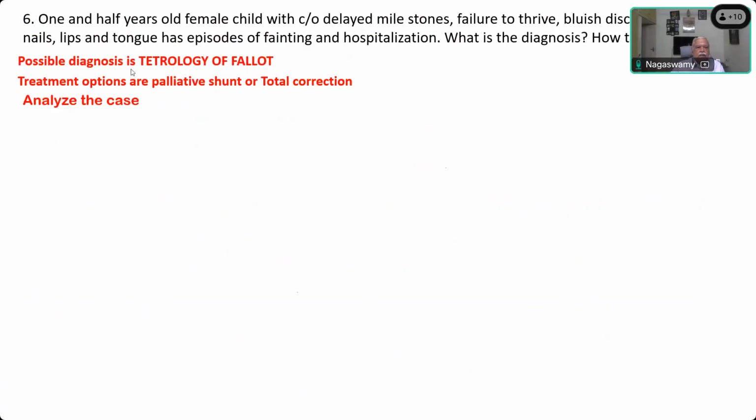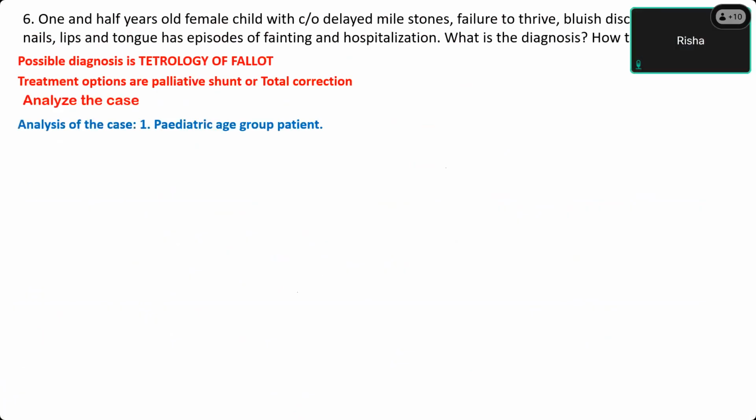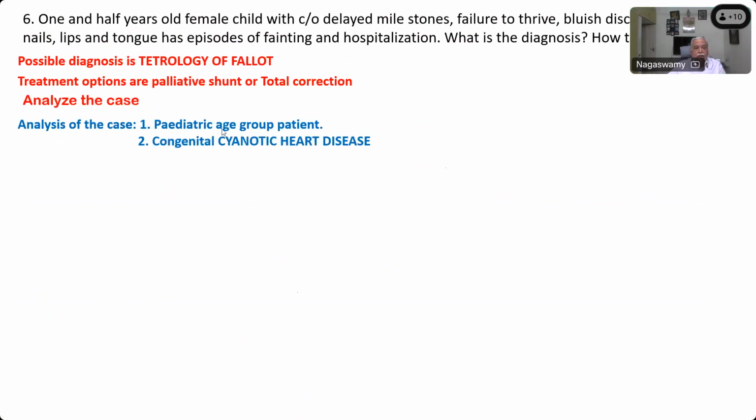So, after the diagnosis, analyze this case. What are the problems in this case? Pediatric patient, very good. 1.5 years old female child. Second, congenital cyanotic heart disease, so all the complications of cyanotic heart disease, and the need for major vascular or open heart surgery.